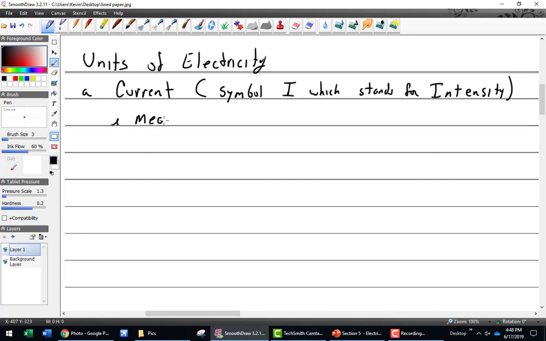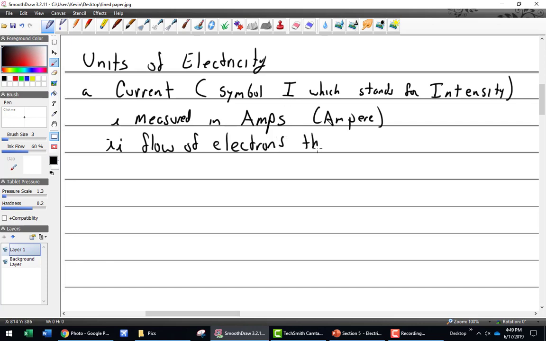It is measured in amps, or amperes, we'll just say amps. And it's named after a French guy, André Marie Ampere. So amps, it's actually A-M-P-E-R-E, Ampere. We'll say amps. Because it's named after somebody, we give it a capital A. It is the flow of electrons through a conductor.